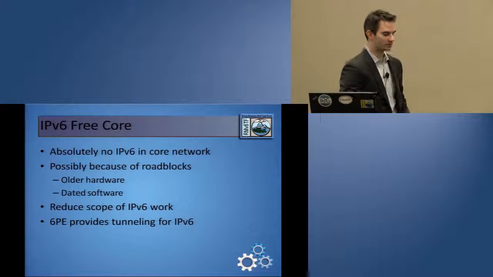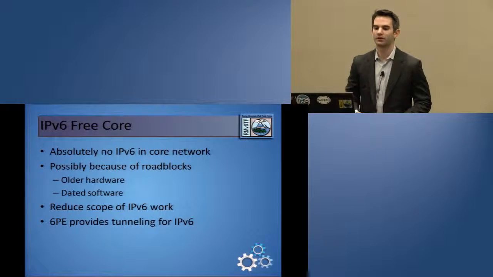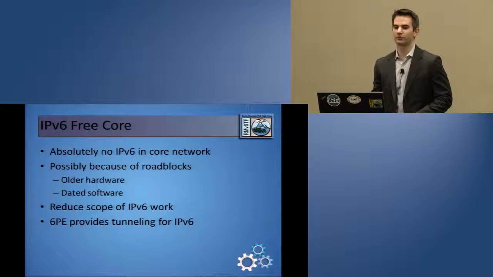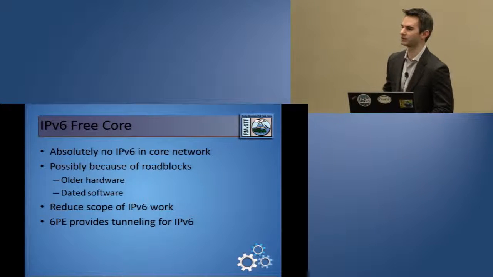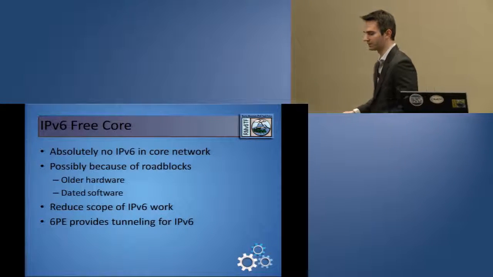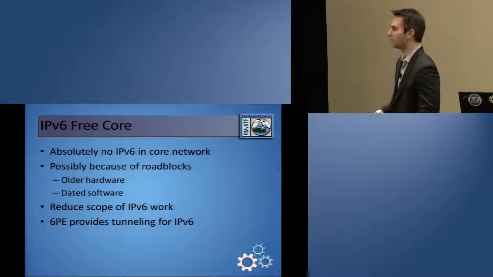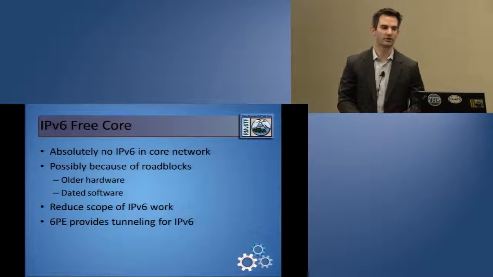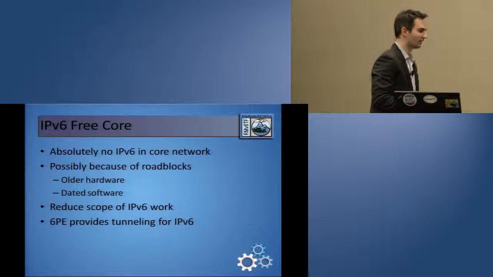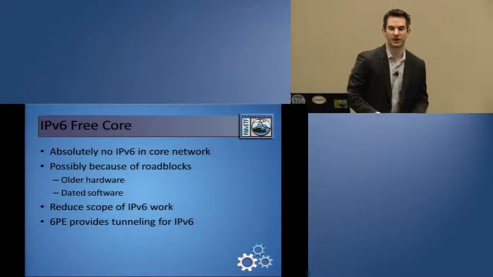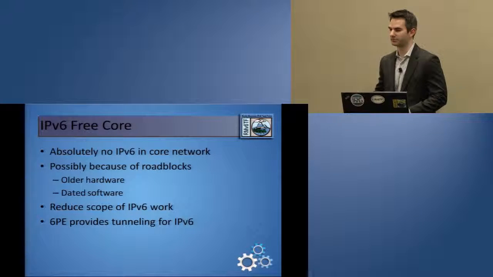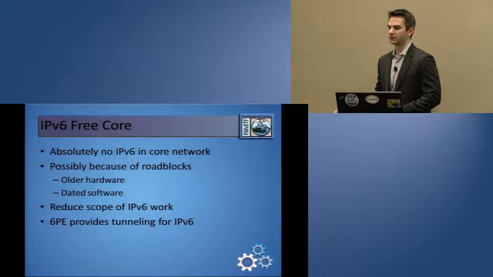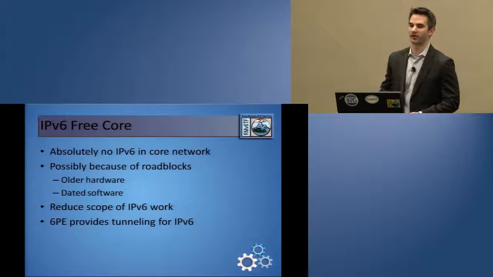So another case, and these may overlap a little bit, is a situation where you have absolutely no IPv6 in the core of your network. Maybe that's because it was a rapid deployment scenario, but also it could be you either don't want to put it in there, or maybe you can't. You could have a couple roadblocks. You have outdated hardware, outdated software. And as some people alluded to earlier, you don't necessarily make money with IPv6.